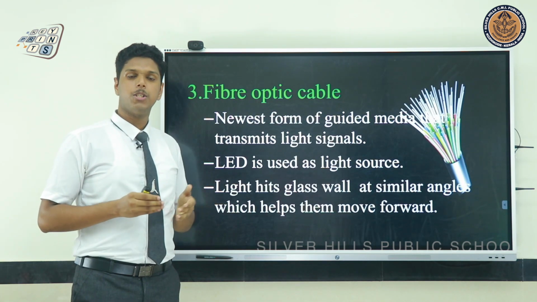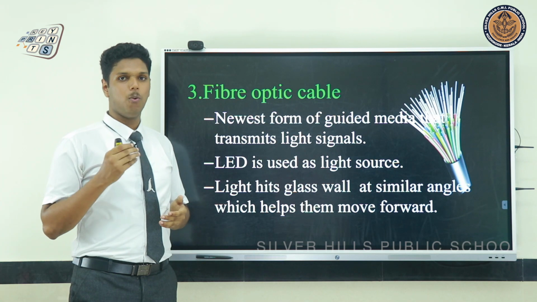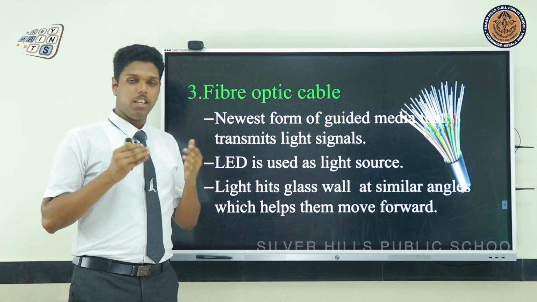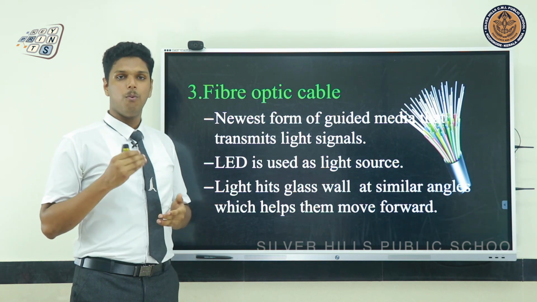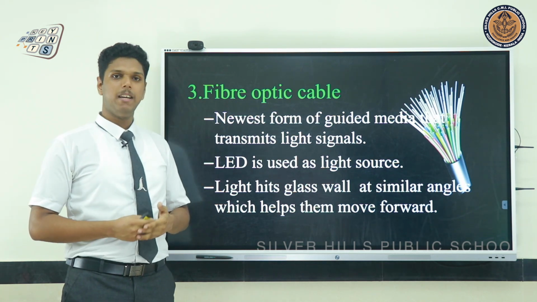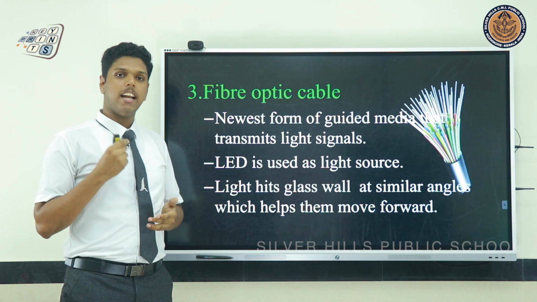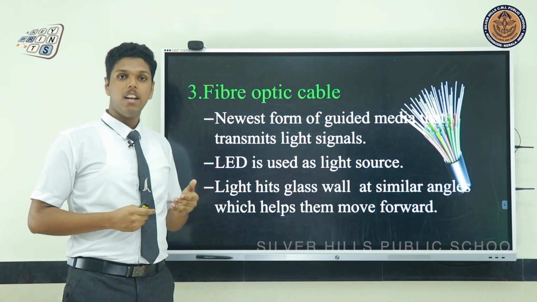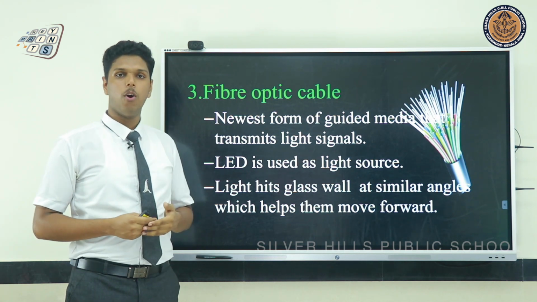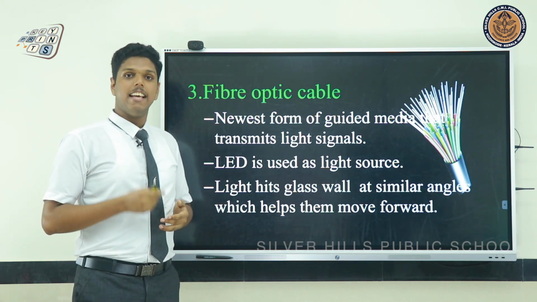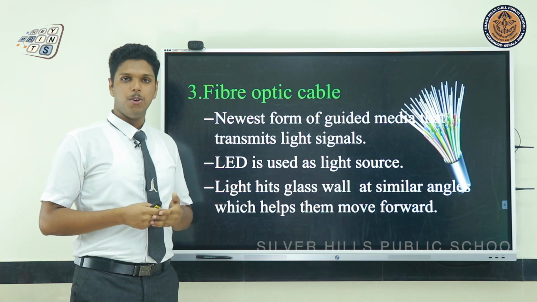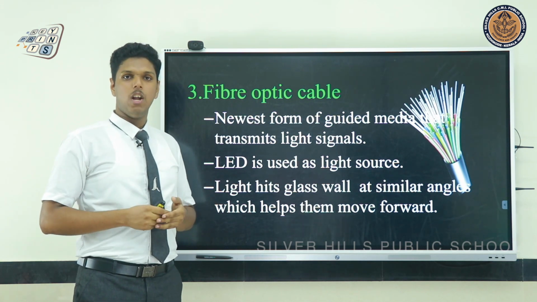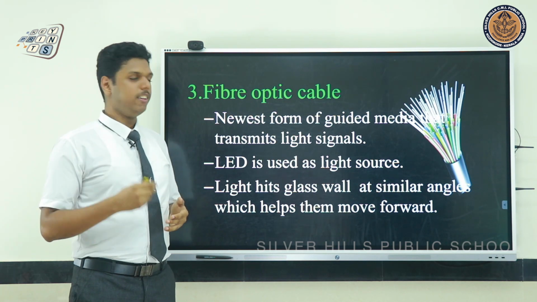If you have well understood twisted pair cable and coax cable, now let us look into fiber optic cable, which is the newest form of guided media or wired media. In this form of media, signals are actually transmitted in the form of light. Yes, signals are sent with the help of light emitting diode or LED. Since this cable is made up of glass tube, each signal hits the walls of the glass tube at a similar angle, which helps them to move forward.